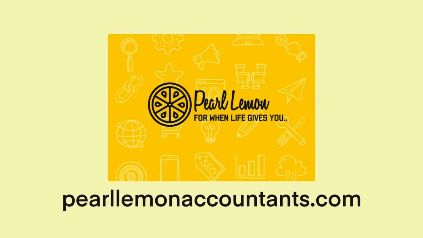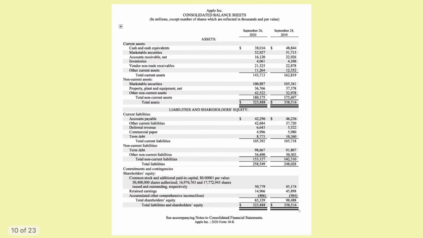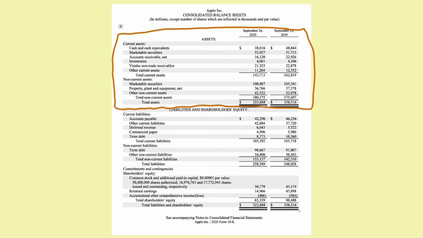Let's begin. We first explained the first part, which is the assets. Now let's go into the liabilities and shareholders' equity. An important thing to note here is that the value of the assets, as you can see here, 323,888, is also the same as the value of liabilities and equity.